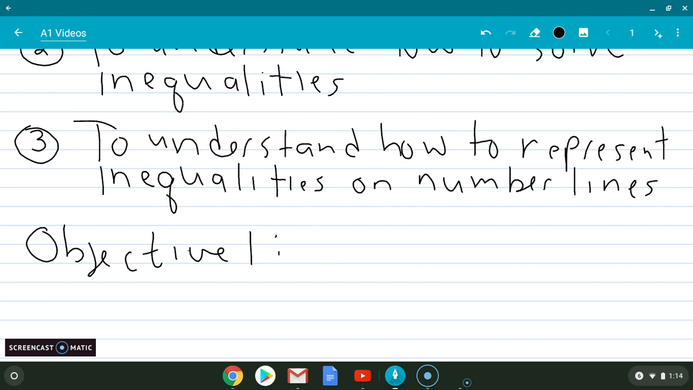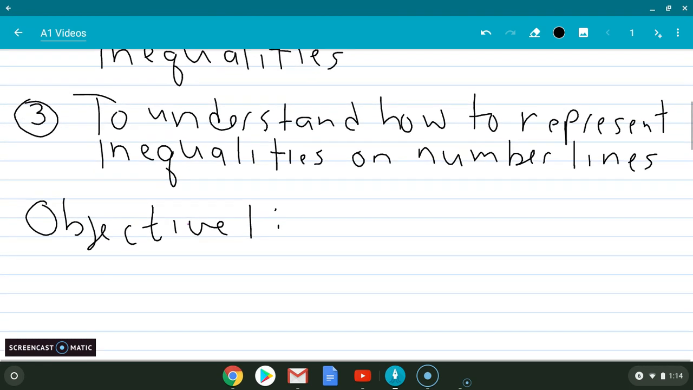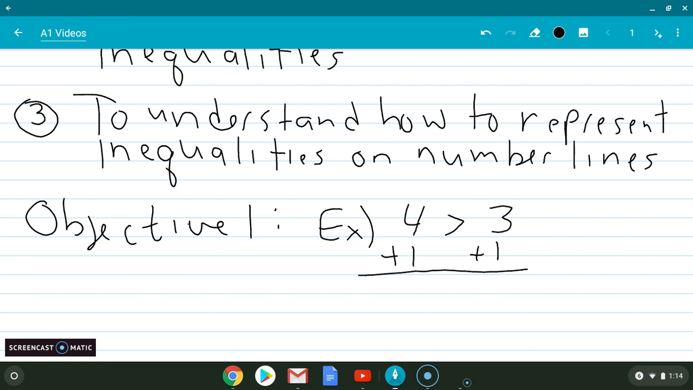Well, remember the additive property of equality? Let's think about that for inequalities. If I have an example, say 4 is greater than 3, which I know is true. What if I were to add 1 to both sides? Is it true that 5 is greater than 4? Absolutely. So if I start off with a true statement and I add something to either side, I still end up with a true statement.